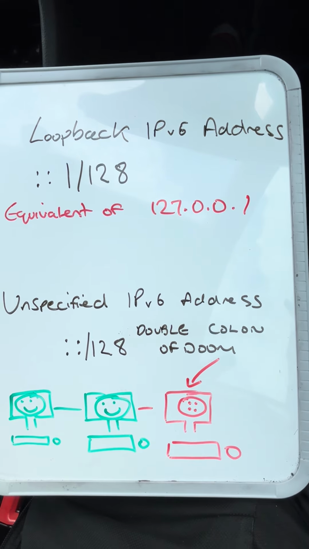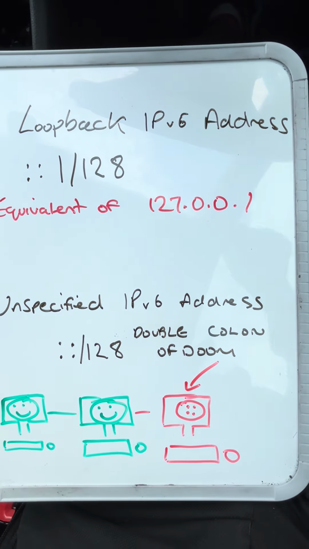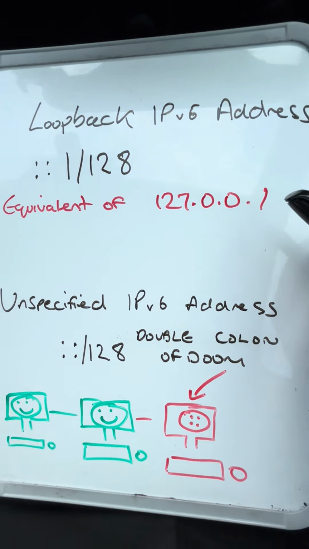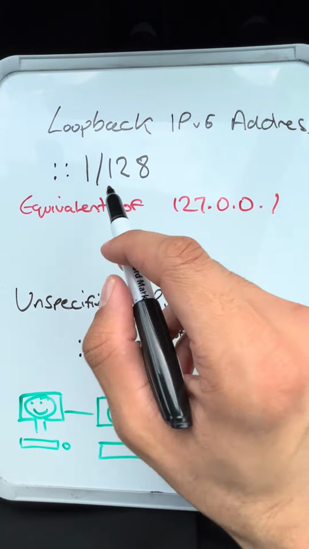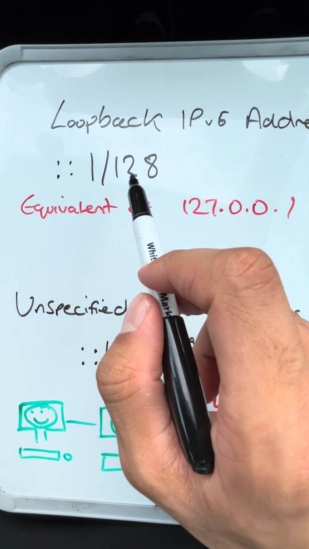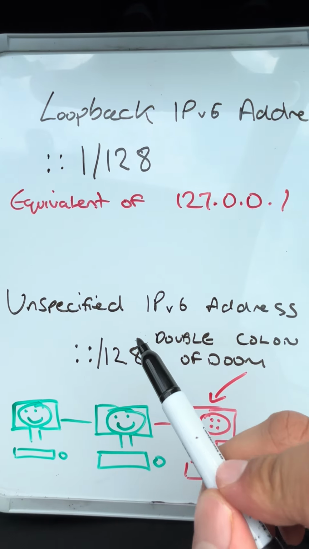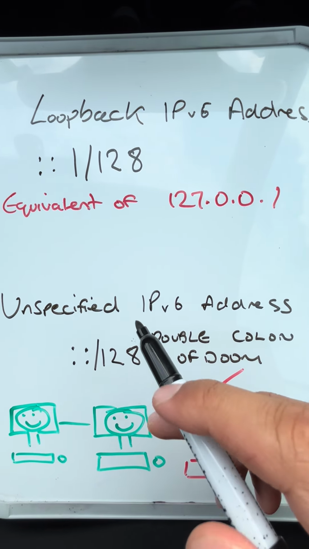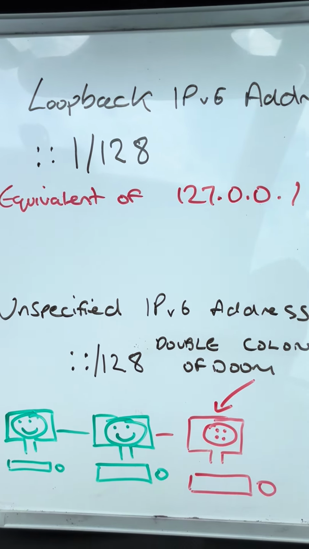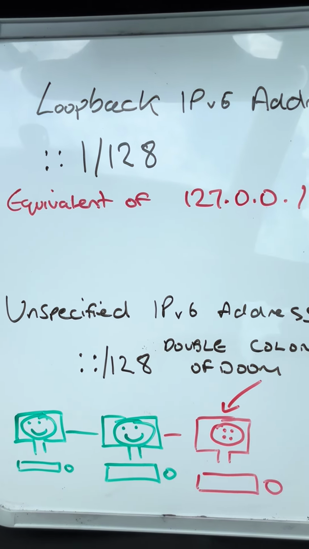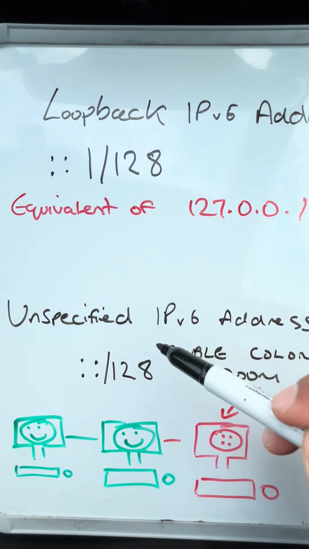Now, it's the equivalent of 127.0.0.1 in the IPv4 addressing scheme. Now, in IPv6, it takes on a different form, ::1/128. And that's great. But this can get confused with an unspecified IPv6 address. I've confused it before because of how similar they look, because they both start with a double colon prefix. Now, here's the thing. This has a 1, but this doesn't.